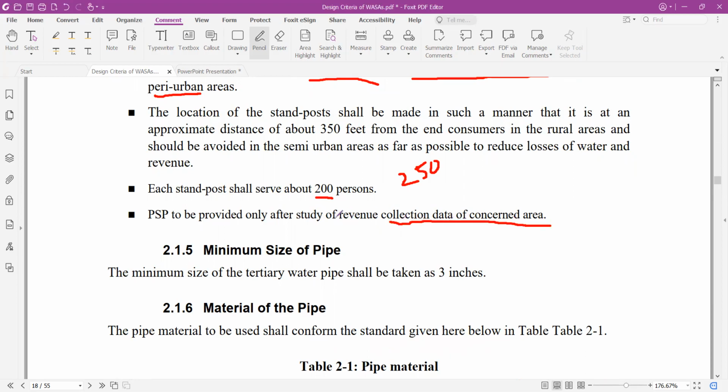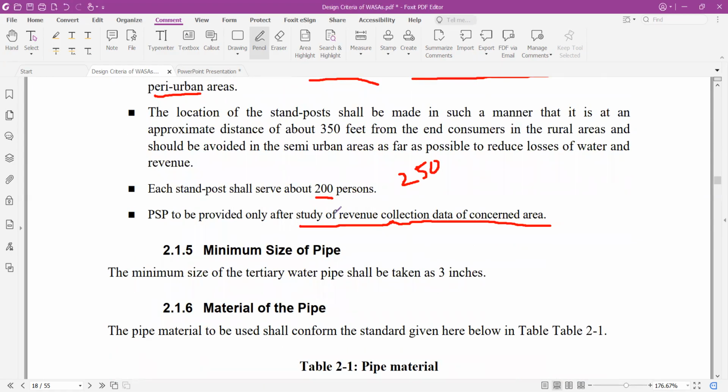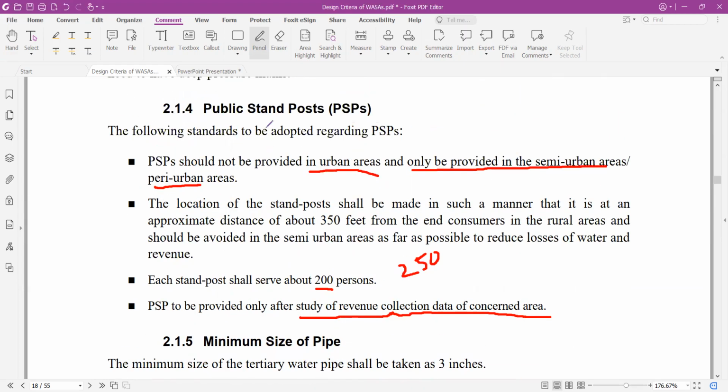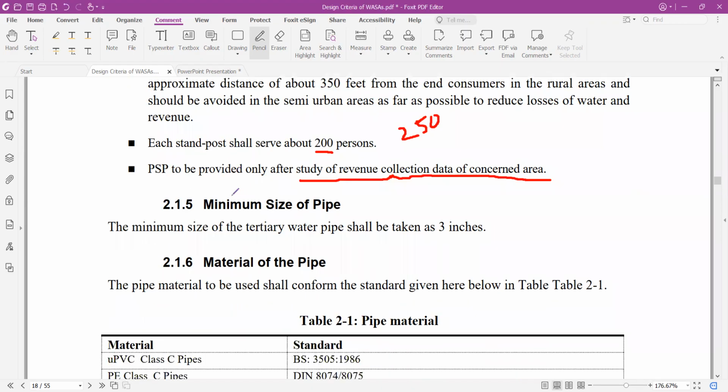So basically, you can identify the water demand in that area where the stand post was used, just by the number of people giving money to the government. Based on that stand post, we can calculate how many people are using it, or what the demand of that area is.